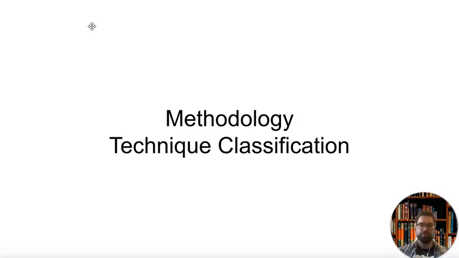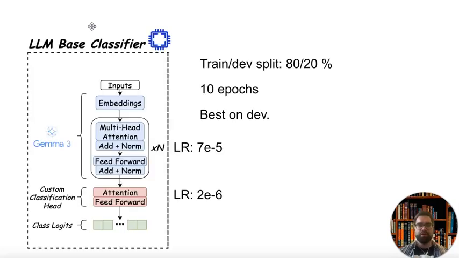In the next section, I will explain the methodology behind the technique classification for our solution. As a base, we used the Gemma 3 model with an additional classification head on top of it, which consists of attention and feed forward, as you can see highlighted in red on the slide. It outputs a vector of logits for each manipulation, or kind of a certainty of whether this label is there or not. And the final vector has dimensionality of 10. So for each manipulation, it has a dimension.